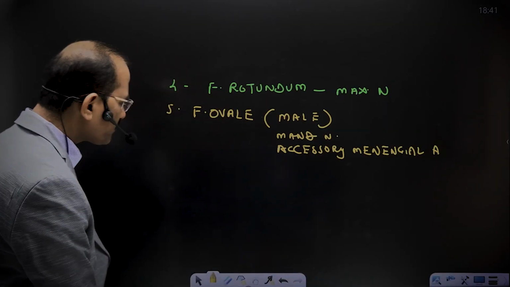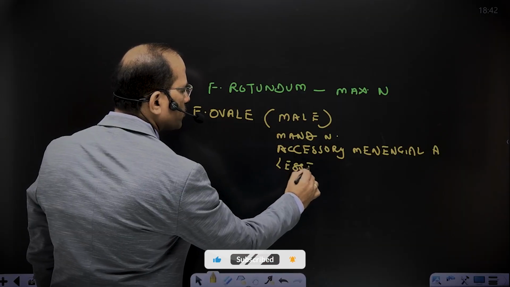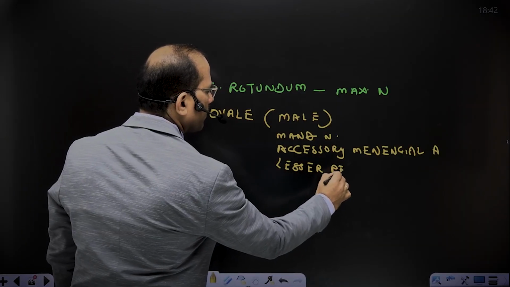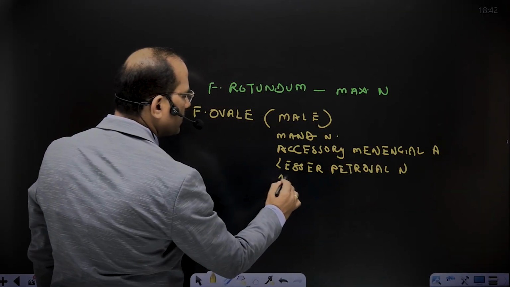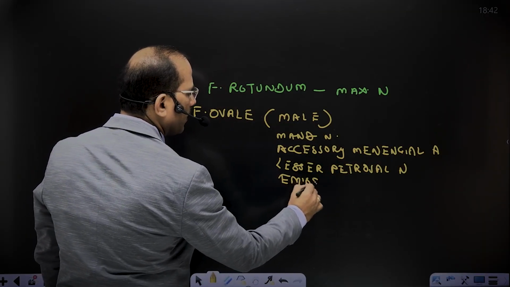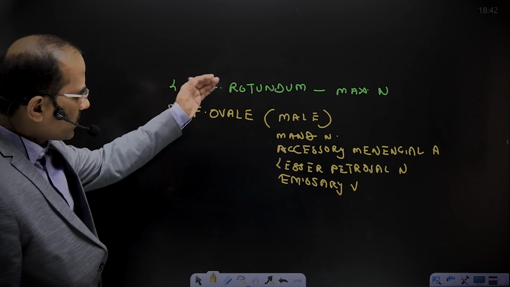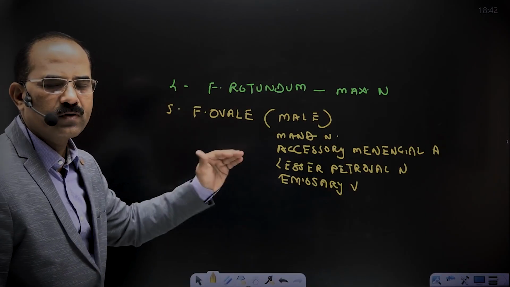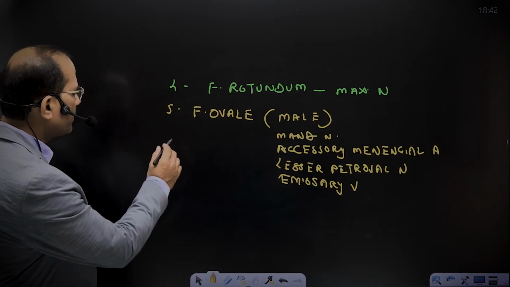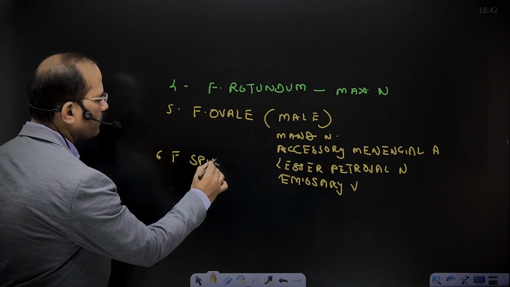Excellent. L is the lesser petrosal nerve. And E is the emissary vein. So M, mandibular nerve. A, accessory meningeal artery. L is the lesser petrosal nerve. E is the emissary vein. Right? Now coming to the next foramen, foramen spinosum.